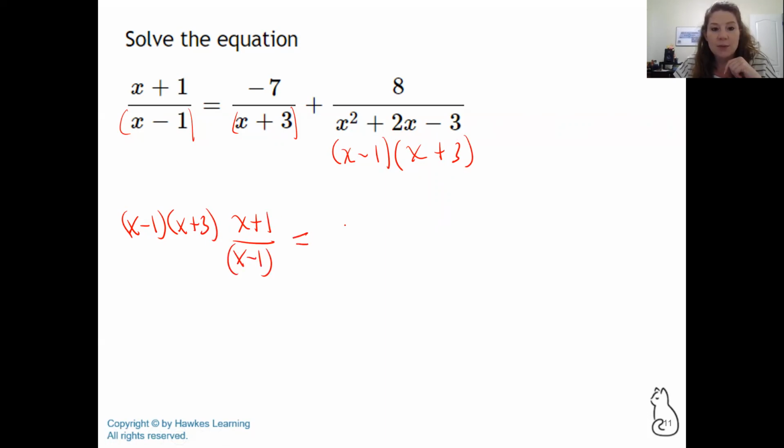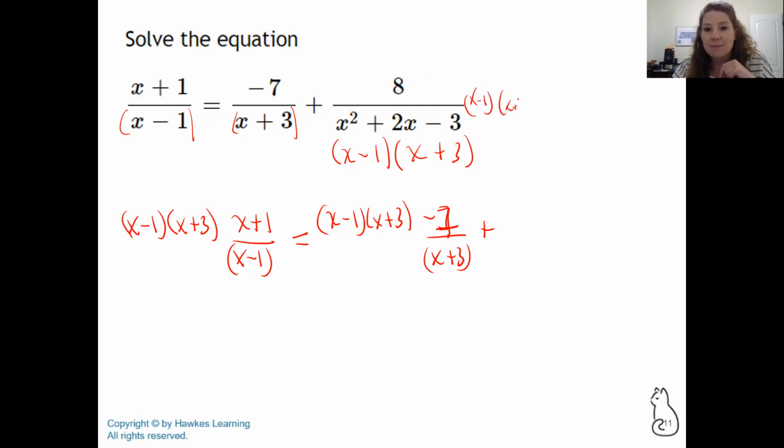And then I'm going to do equals x minus 1 times x plus 3 times negative 7 over x plus 3 plus 8. All that stuff cancels, so I'm just writing 8. But it would cancel. If I multiply this by that, that cancels, and that cancels. So this is just 8, okay? Trust me. All right, so let's get rid of those factors. So what do we have now?